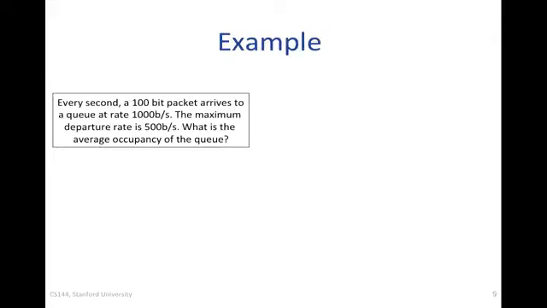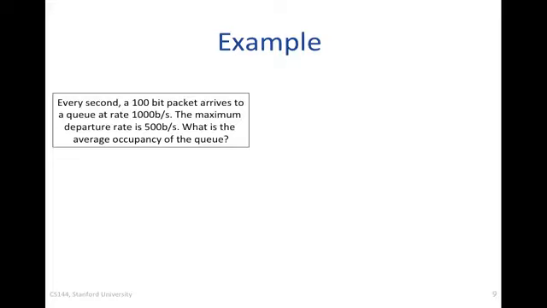So I'm going to work through an example. We're going to assume that every second, a 100-bit packet is going to arrive to a queue at rate 1,000 bits per second. In other words, this packet is going to arrive at a rate of 1,000 bits per second, and it's 100 bits long. We're going to assume the maximum departure rate, that was our R, is 500 bits per second. And the question is, what is the average occupancy of the queue?